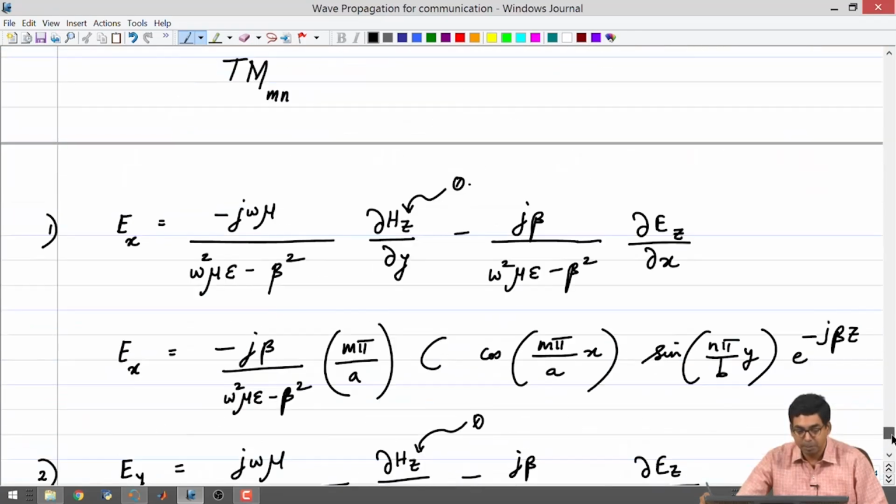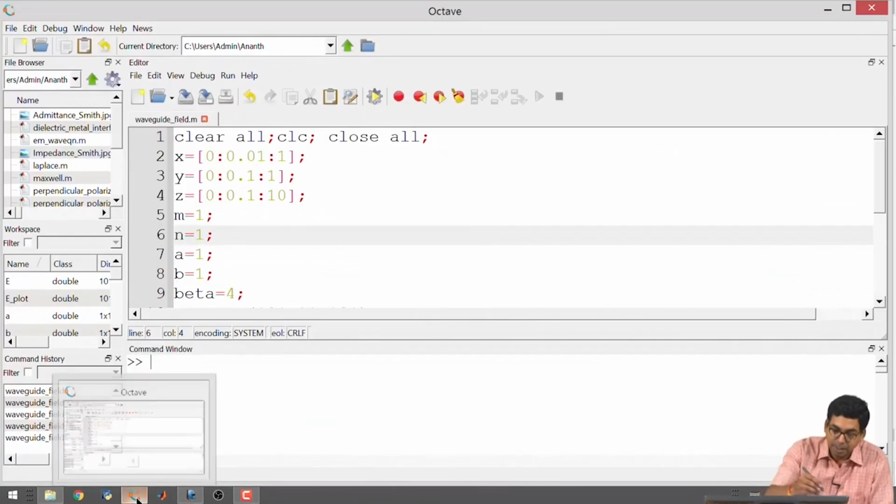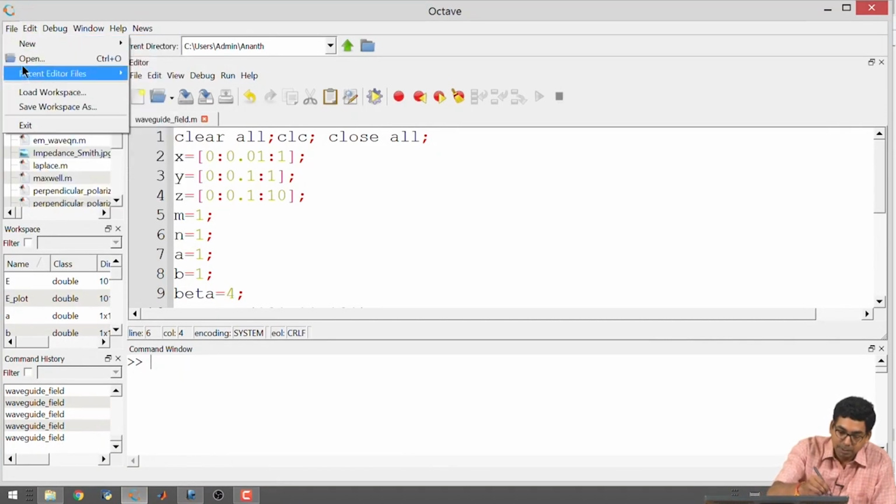So, we also did some calculations for a program. We wrote a simple program in Octave, I think it should be here, for the perpendicular polarization with an interface.